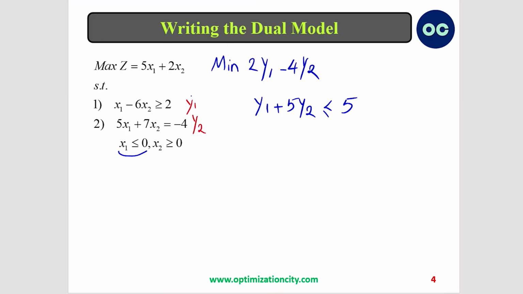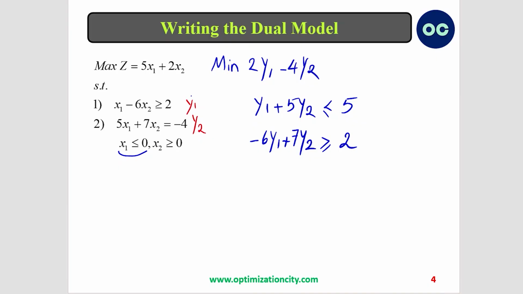The second constraint of the dual model. The coefficient of x2 in the first constraint of the original model becomes the coefficient of y1 in the second constraint of the dual model. So we have minus 6 y1, and the coefficient of x2 in the second constraint of the original model becomes the coefficient of y2, plus 7 y2, in the second constraint of the dual model. And the coefficient of x2 in the objective function of the original model forms the right-hand side. So we have 2. Since x2 is non-negative, this constraint is written as greater than or equal to.